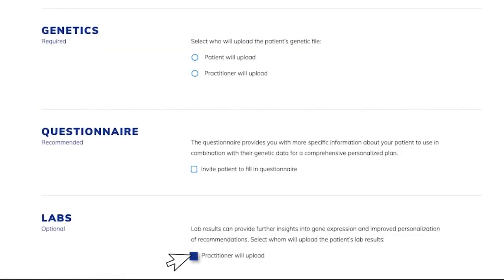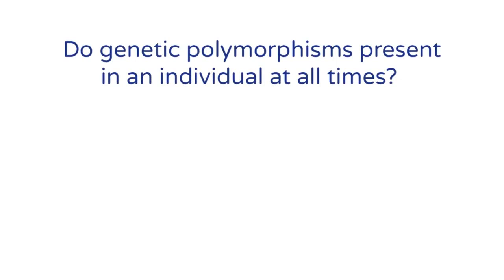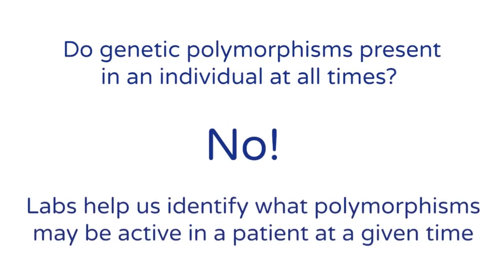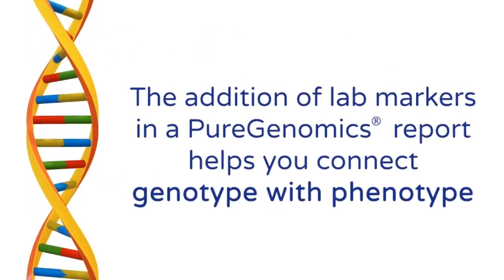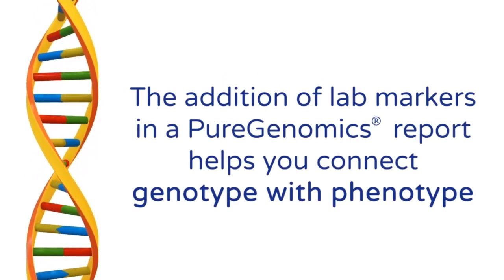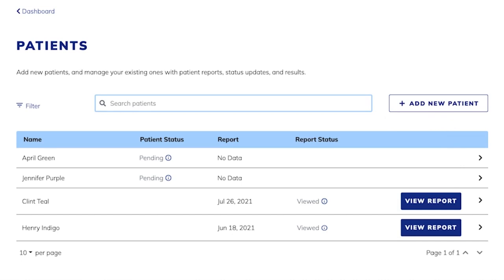Next, there's labs. We ask the question, do all genetic polymorphisms present in an individual? And the answer is no. To understand objectively whether SNPs are being expressed in an individual, it's through labs. Now PureGenomics is offering an optional input. Lab assessments help us connect genotype with phenotype. This is super exciting, and adding labs to your patient's report is simple.